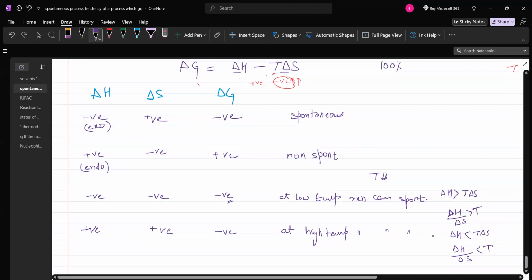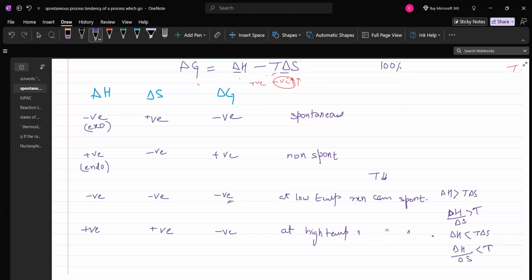Everybody understood this thing? Yes, sir. So you can do this in each and every case. Yes, sir. Good. So copy it down first, and just let me know when you are done.